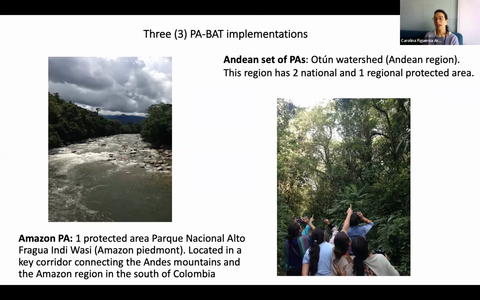The second implementation of PA-BAT was in a set of protected areas. That means we didn't have just one protected area, but different types of protected areas and different IUCN categories. We had a regional one, a private one, and a national protected area. This was in a park located in the Andes region, in the mountains, very important for water provision. So that was the second implementation.